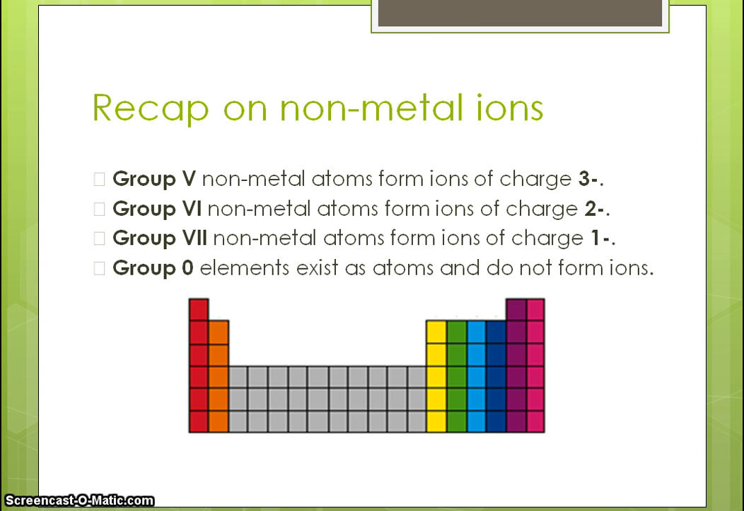Okay, moving on to non-metal ions. Moving across the periodic table, your group 5 non-metal atoms form ions of charge 3 minus, whereas your group 6 non-metal atoms form ions of charge 2 minus, and your group 7 non-metal atoms form ions of charge 1 minus. Lastly, your group 0 elements exist as atoms and do not form ions, as they already have a stable electronic configuration.